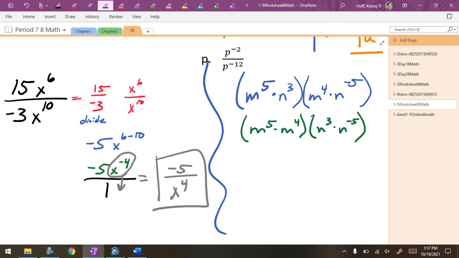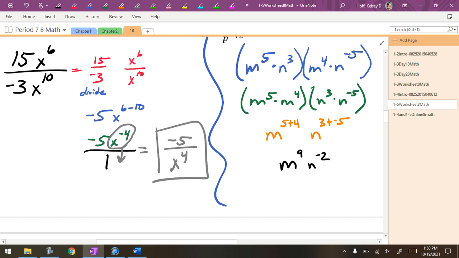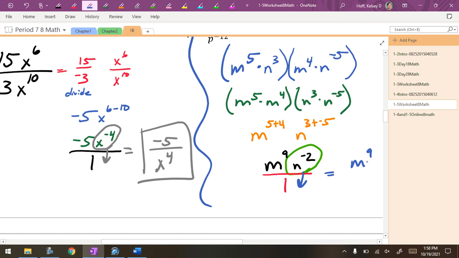Are we multiplying or dividing? Multiplying. So what do I do to my exponents? Add them. M 5 plus 4, n 3 plus negative 5 gives me an answer of m to the 9th, n to the negative 2nd. Can I be done? What do you hate? N to the negative 2nd. Do I care about m? No. Leave m alone. He can be there. M to the 9th is going to stay in the top. N to the 2nd moves to the bottom. Notice how my answer is one fraction. Your answer should be one fraction.